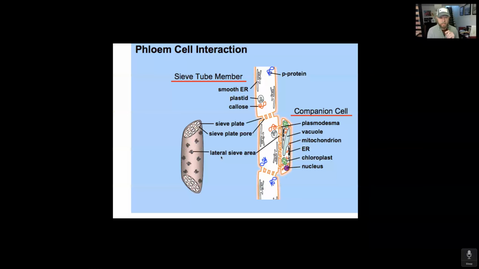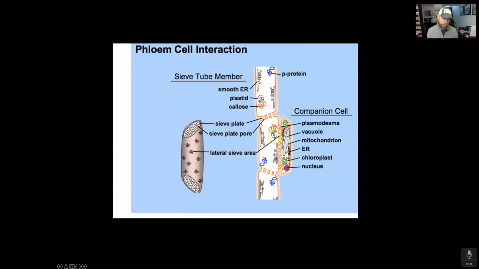Okay, let's talk about the structure of the phloem itself. So there are two main types of cells that make up the phloem. There's the sieve tube members, which are these larger cells here, and then there's these companion cells. And then there's these connections between the cells. These are referred to as plasmodesmata, and I think I also talk about this in the next video. So that allows the cytoplasm, which is the liquid part of the cells essentially, to move from one cell to another, and they share that cytoplasm.